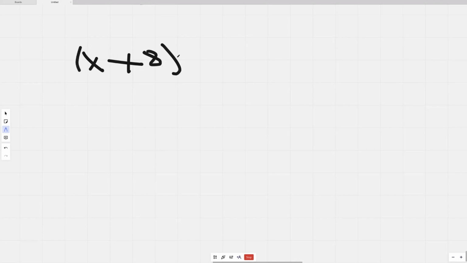So today we're going to learn expanding double brackets. So let's move to the question. The first question says, expand and simplify this: x plus 8 in the bracket, and in the bracket, x plus 7.